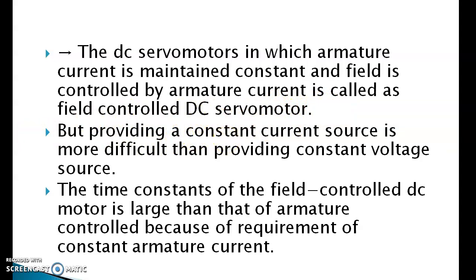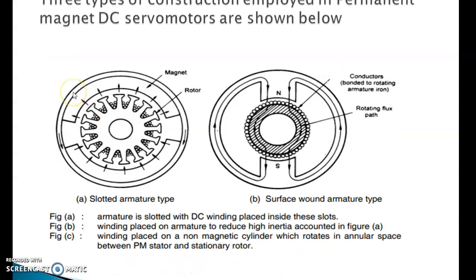But providing a constant current source is more difficult than providing a constant voltage source. The time constant of field controlled DC motors is larger than that of armature controlled ones because of the requirement of constant armature current. Three types of construction employed in permanent magnet DC servo motors are shown below.